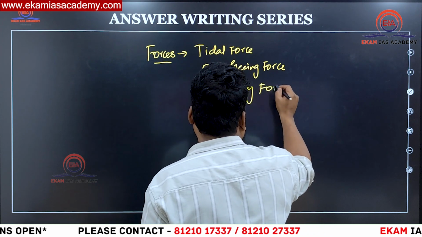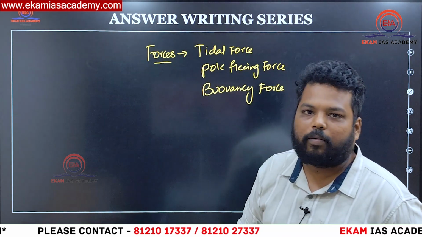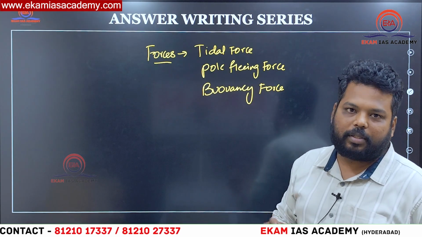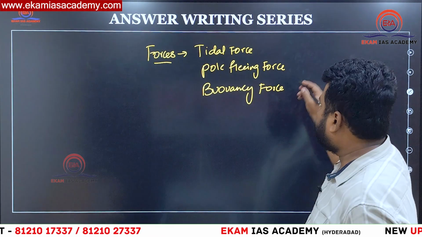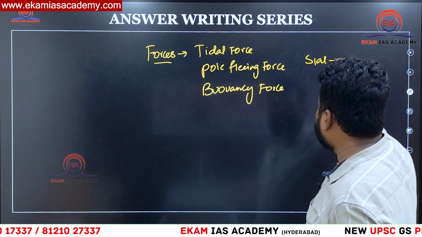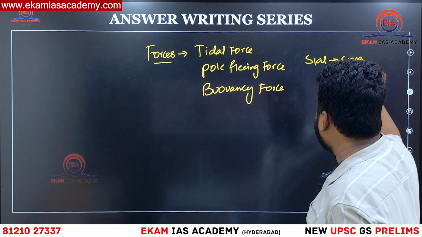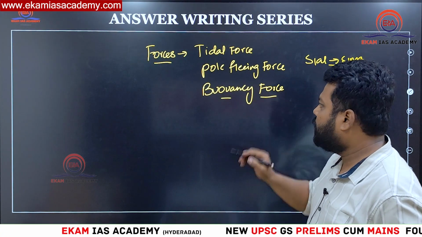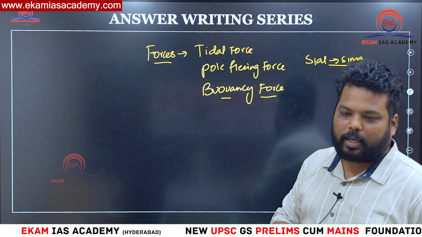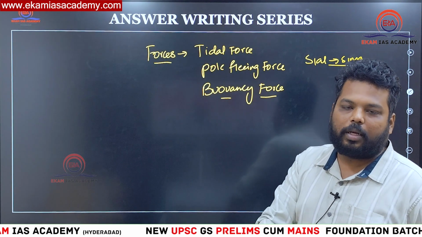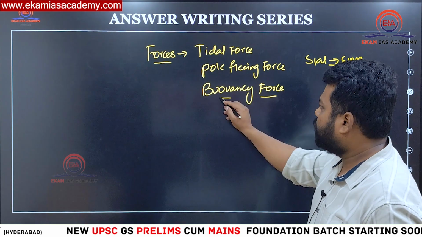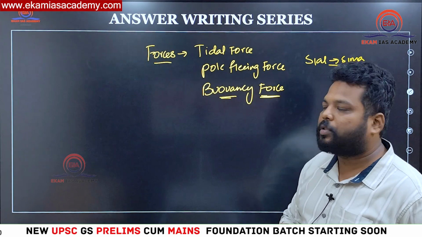So these are the forces which were considered according to Alfred Wegener. Alfred Wegener believed that the crust is floating: Sial is floating on Sima. Sial floating on Sima means continents are floating on the oceans. That is why he talked about buoyancy force. Like when we insert a ball into the water and release our hand, the ball rises up. We are talking about the buoyancy force.